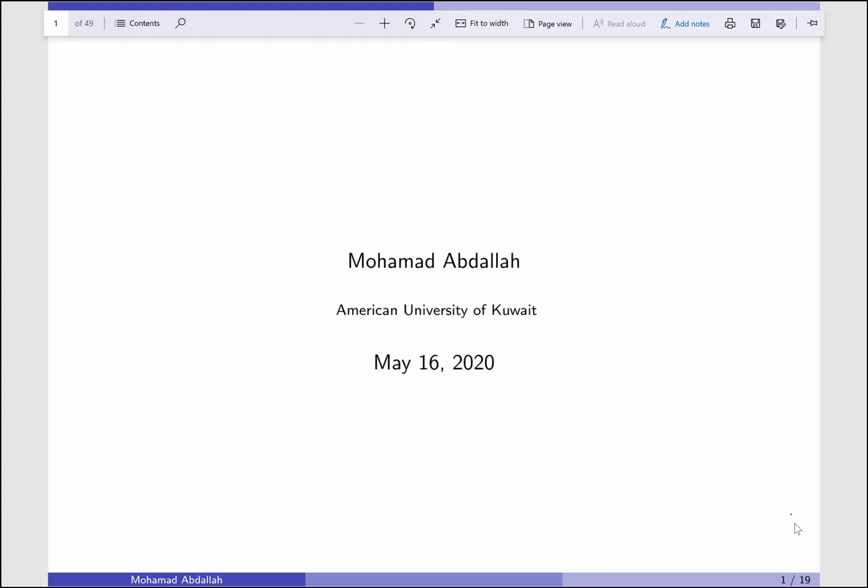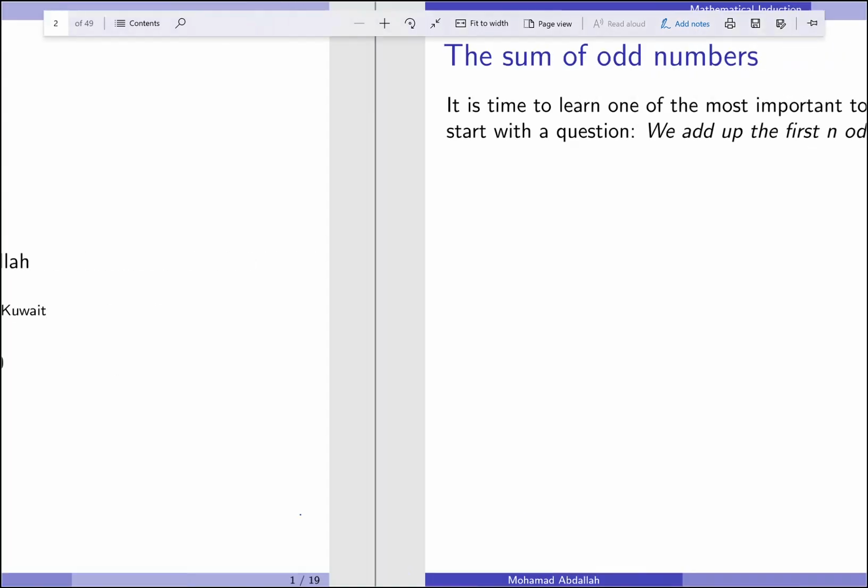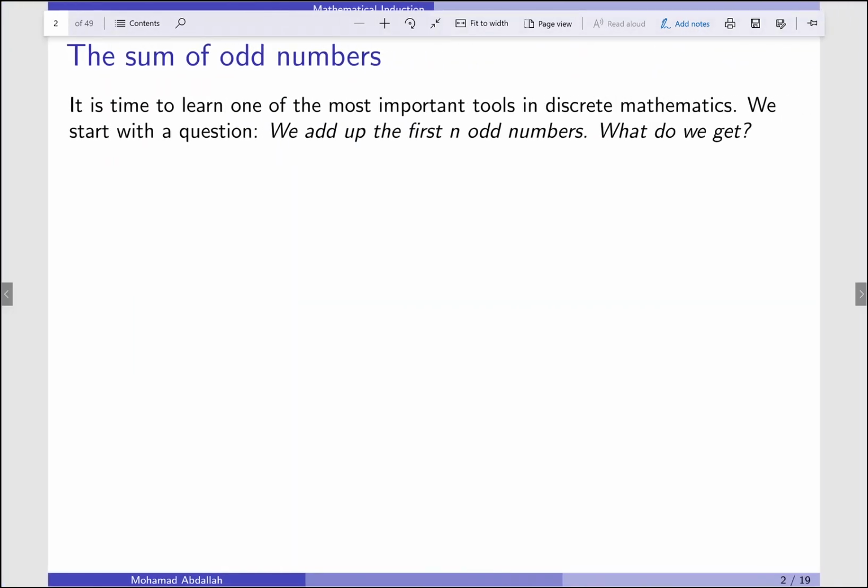So we'll talk about mathematical induction. Let's start with the following example. Suppose that we would like to know what would be the sum of the first n odd integers. Like, the first odd integer, for example, is 1, then you have 3. So these are the first two. Then you have 5, then 7, and so on.